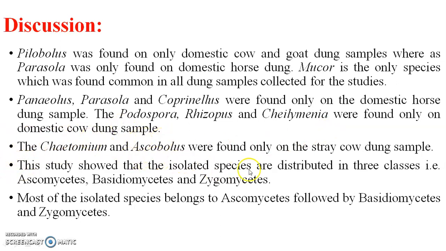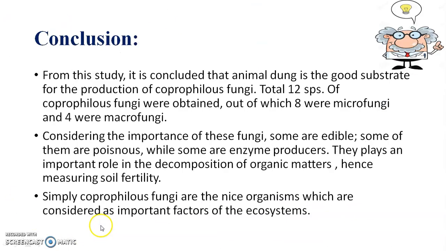The Chaetomium and Ascobolus were found only on the stray cow dung sample, and this study showed that the isolated species are distributed in three classes, that is Ascomycetes, Basidiomycetes, and Zygomycetes. Most of the isolated species belong to Ascomycetes, followed by Basidiomycetes and Zygomycetes.